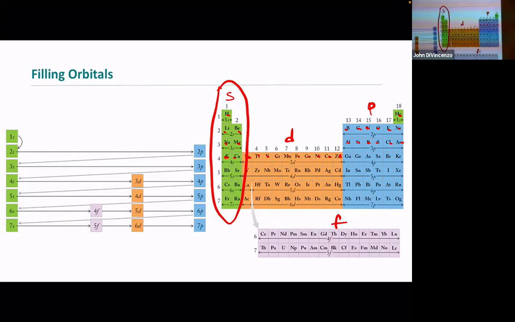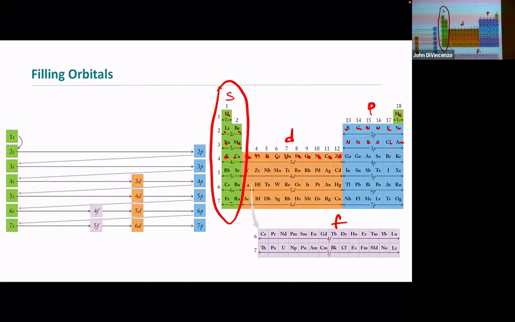How many d orbitals are there? Always 5. So how many electrons can they hold? Total, 10. How many elements are in there? 10. 1, 2, 3, 4, 5, 6, 7, 8, 9, 10. Oh, wow. So quantum theory was able to explain how the periodic table came about.